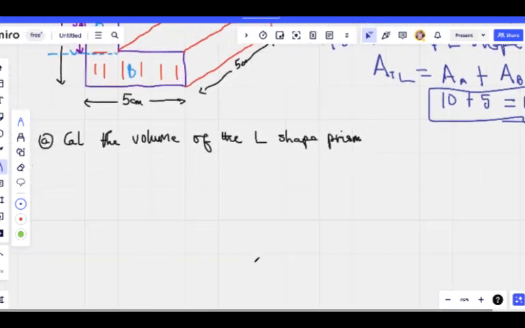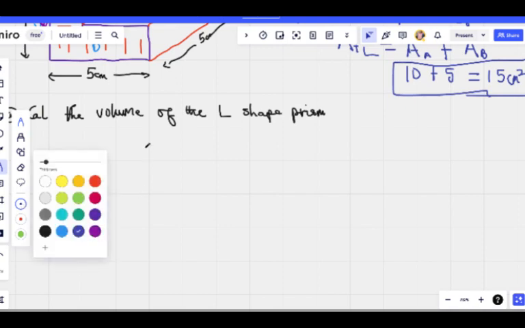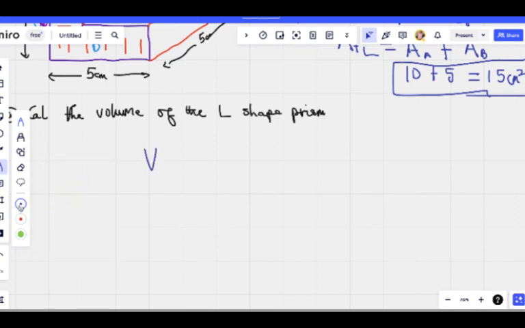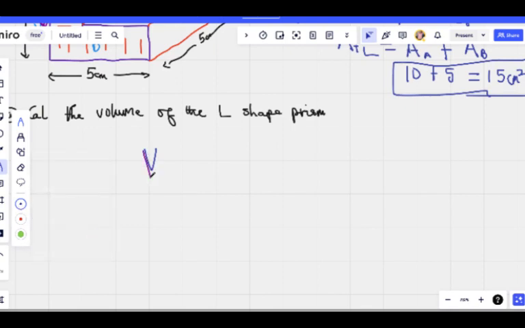Now for volume, we proceed a little bit. So for volume, let's change our color. V is equal to the cross-sectional area of the L shape, your cross-sectional area or your base area, multiplied by the length.